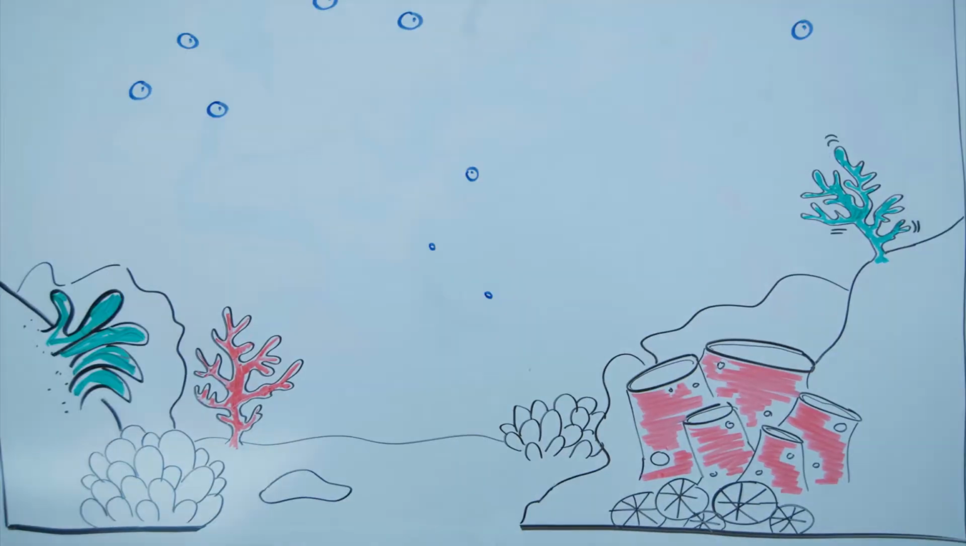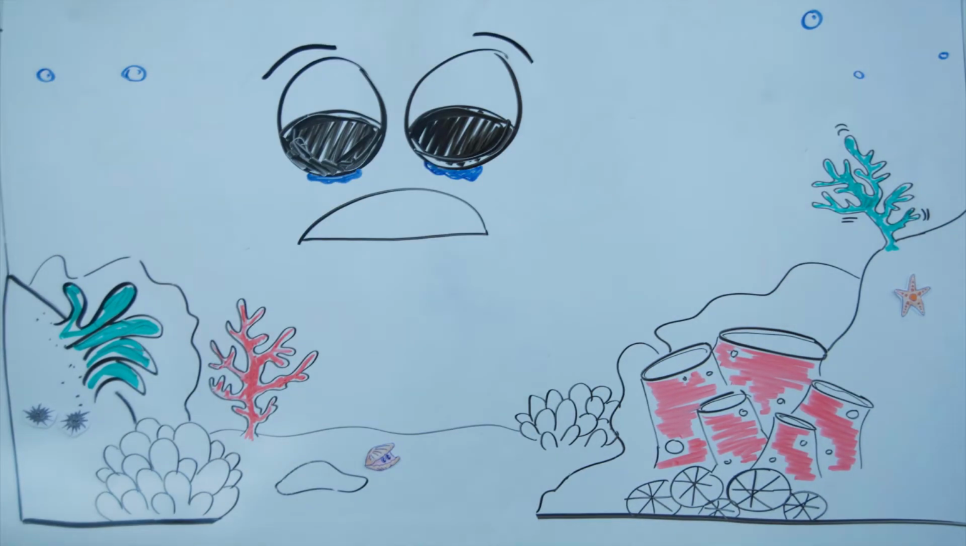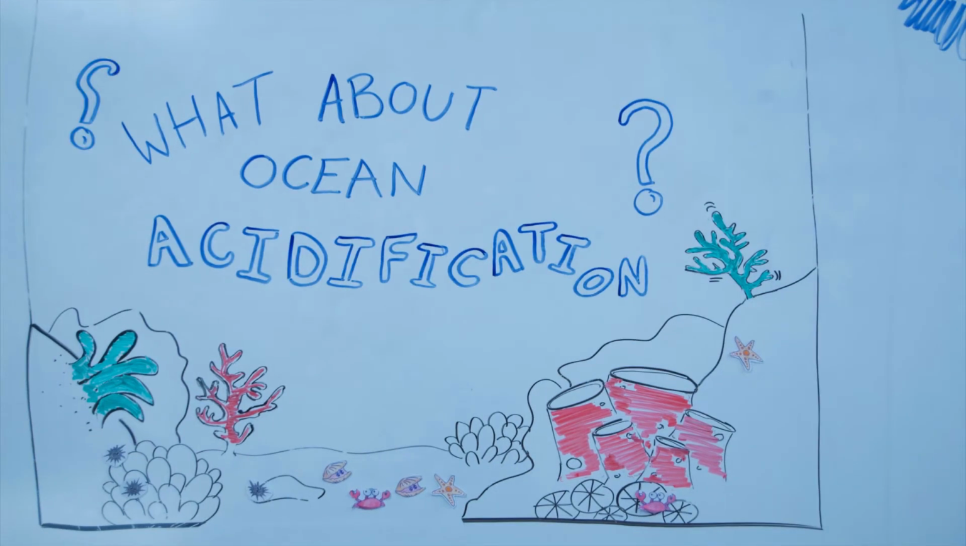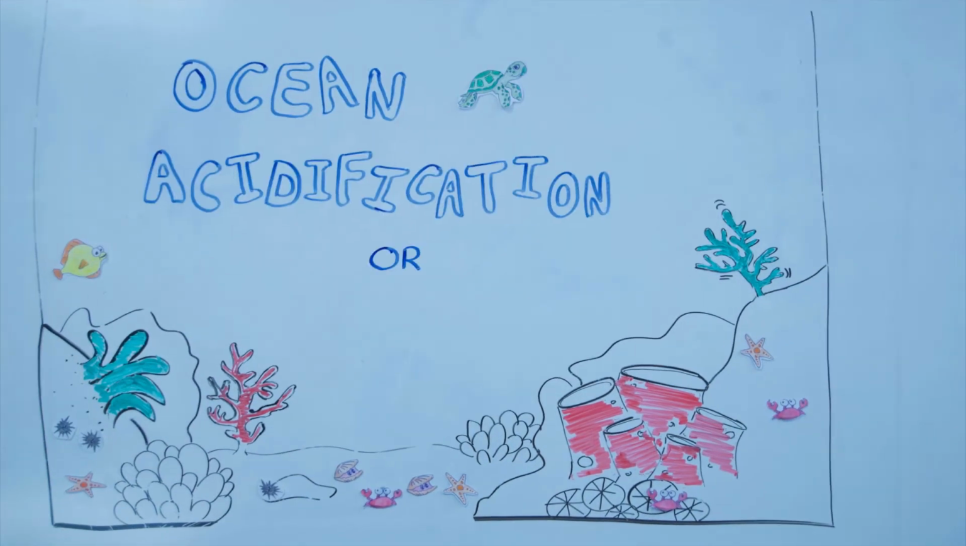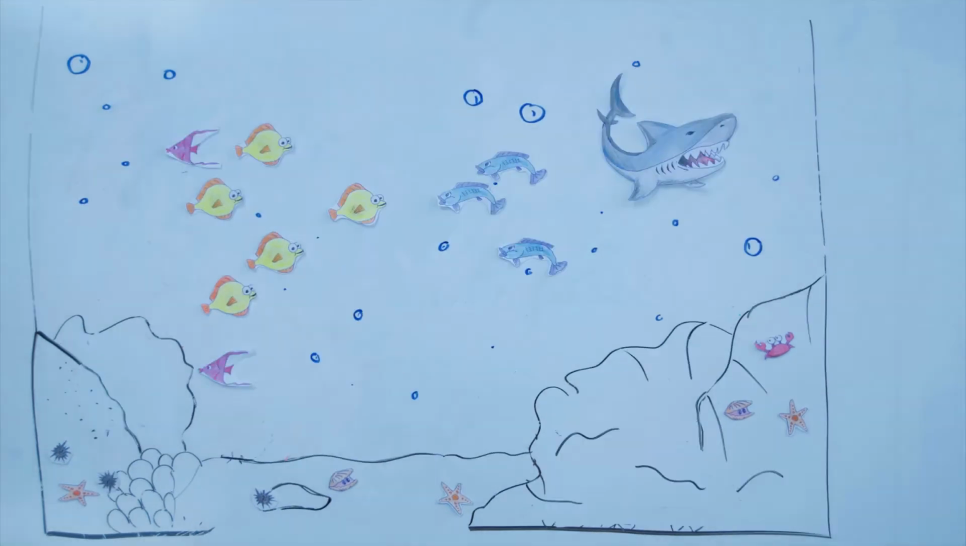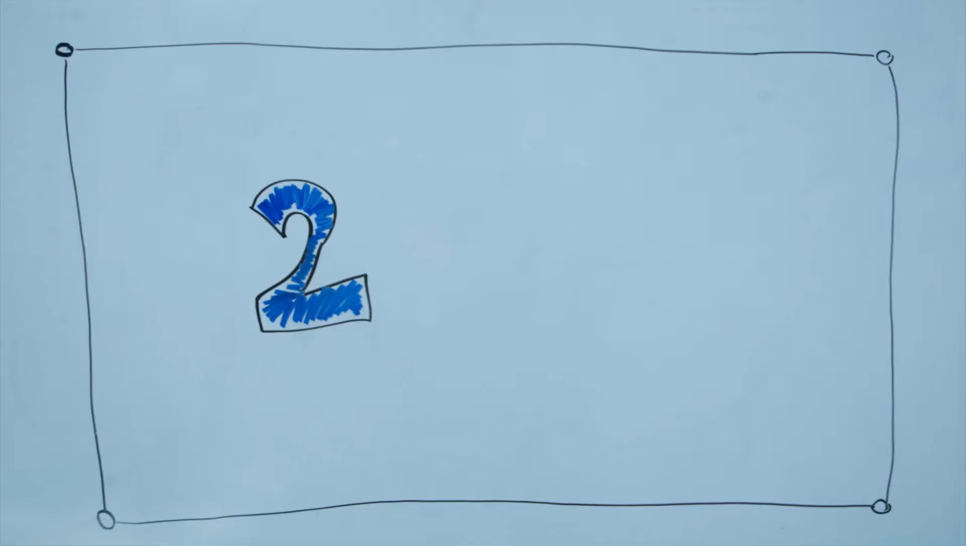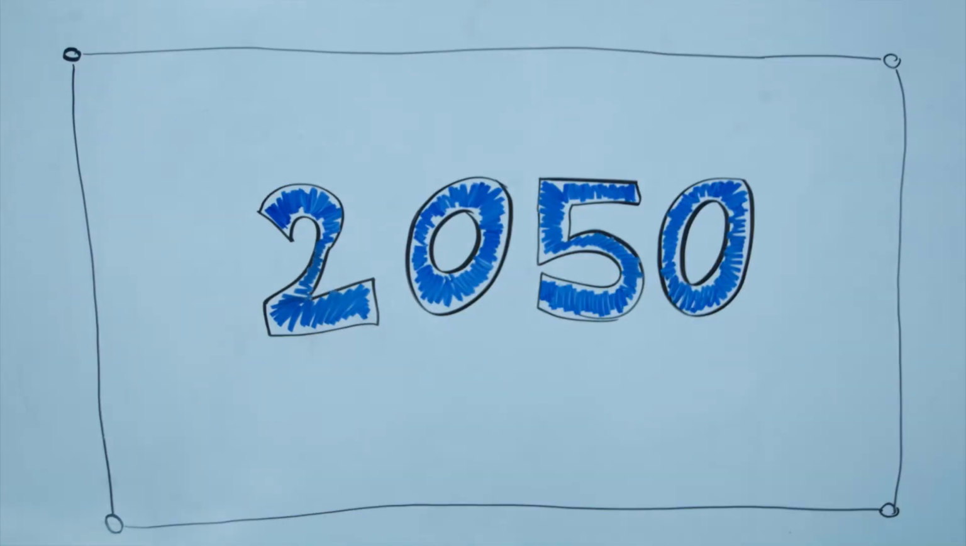Whether it's bleaching, overfishing, or pollution, everyone knows that the coral reefs are having a bad time. But what about ocean acidification? Ocean acidification, or OA, affects the growth and general health of coral reefs and many of their associated species. Many scientists predict reefs disappearing by as early as 2050. But hang on, let's rewind a little.